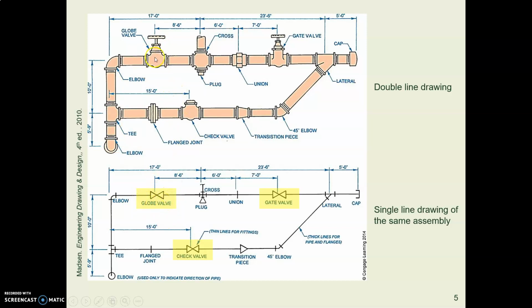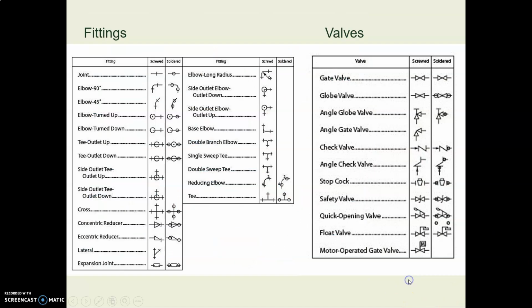And notice these are actually two different kinds of valves. One's a globe valve, one's a gate valve. Here's a check valve, so three different kinds. But he has used the bow tie symbol for all of them. Nothing wrong with that.